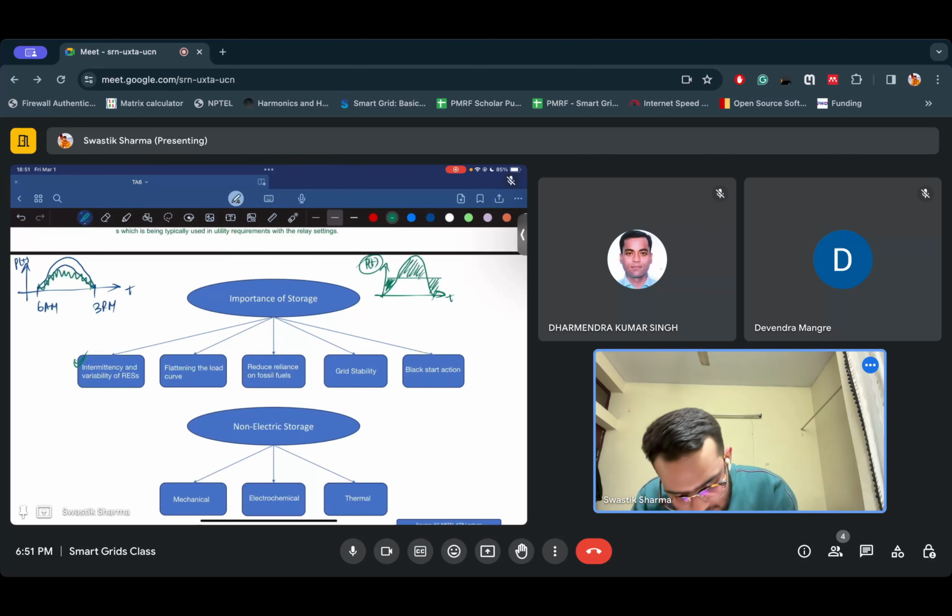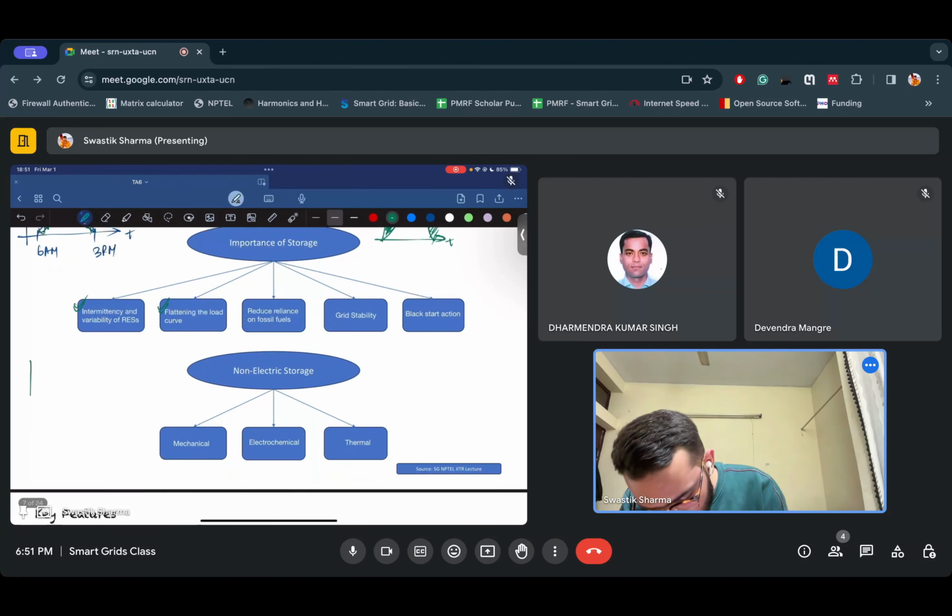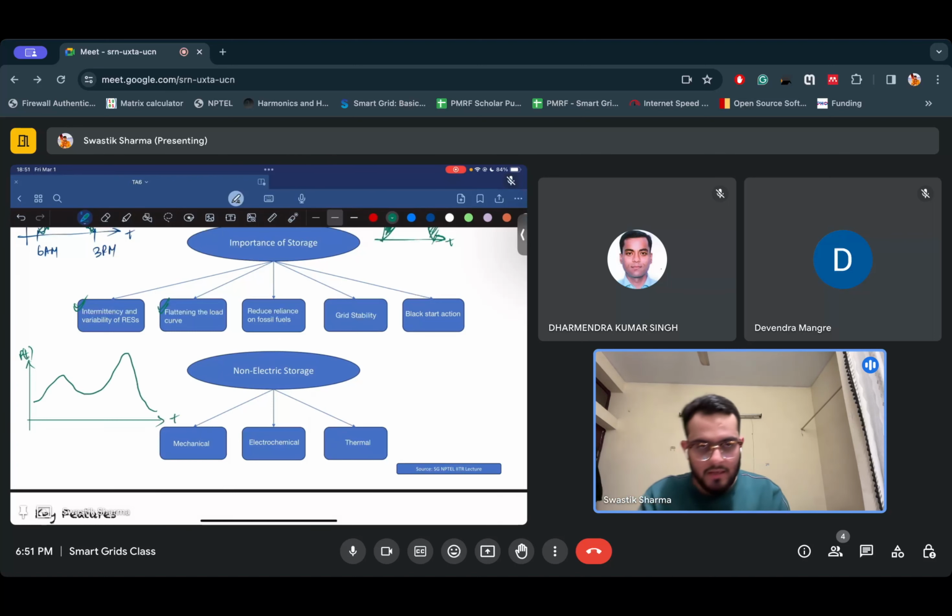Second, we can flatten the load curve. What do we mean by flattening the load curve? Let's say we have this load curve. We have a diurnal load curve with something like this. We experience two peaks, one early morning and one late evening. So what we have is rapid ramping. We ramp down very fast and we ramp up very fast.